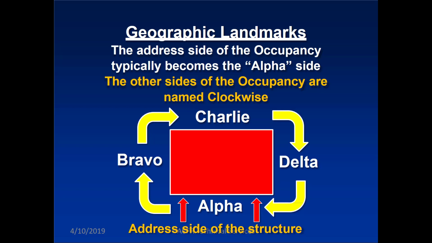But we need to make sure we say Alpha, Bravo, Charlie, and Delta rather than A, B, C, and D, because B, C, and D can sound very similar on the radio, especially when somebody's with masks on or on air, and that kind of thing can create some communication error.